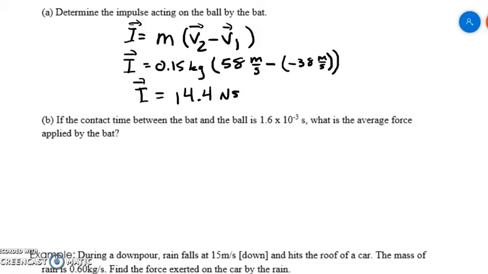Okay, so the contact between the bat and the ball is that. So we're going to use now impulse equals force times change in time. We already know the impulse, we already know the change in time, so we need to solve for force. So force is going to be impulse divided by time.